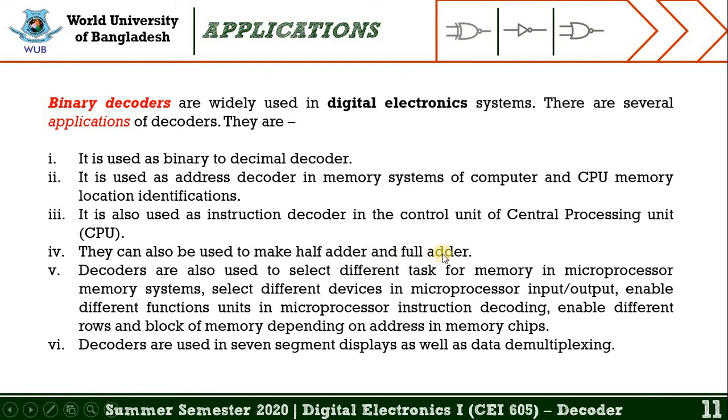Next, decoders are also used to select different tasks for memory in microprocessor memory systems, select different input or output devices in a microprocessor, enable different function units in microprocessor instruction decoding, and enable different rows and blocks of memory depending on the address in memory chips. And the last one is that decoders are used in 7-segment displays as well as data demultiplexing. I repeat again, data demultiplexing.